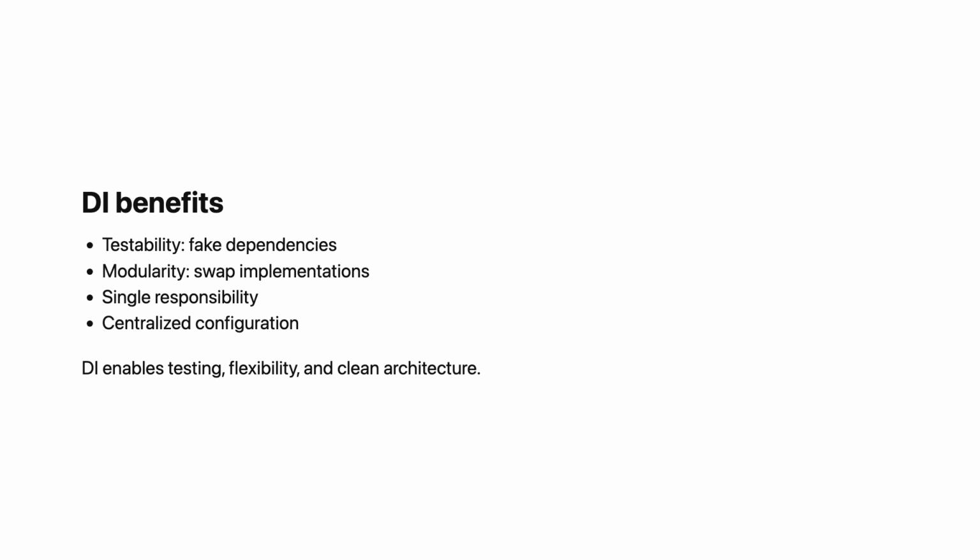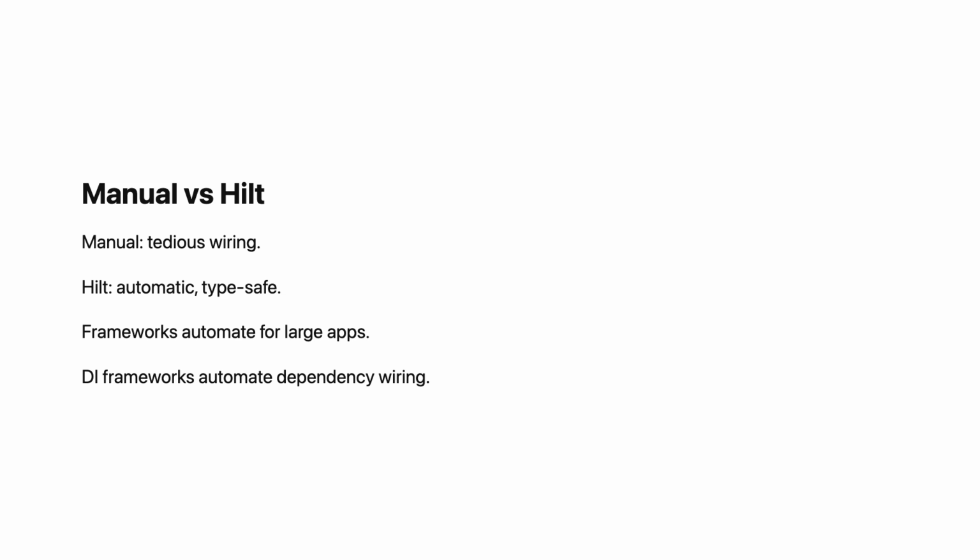You can do DI manually, pass dependencies through constructors, create them at the top level, wire everything together. This works for small apps. It becomes tedious for large apps. Many dependencies, many layers. DI frameworks automate the wiring. Hilt for Android, Dagger under the hood.